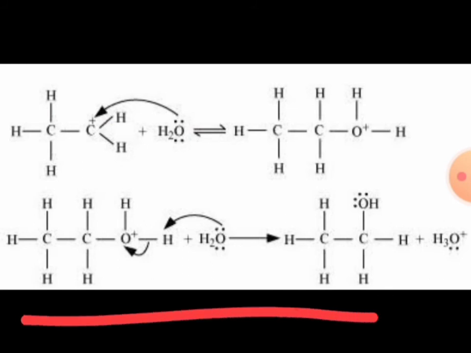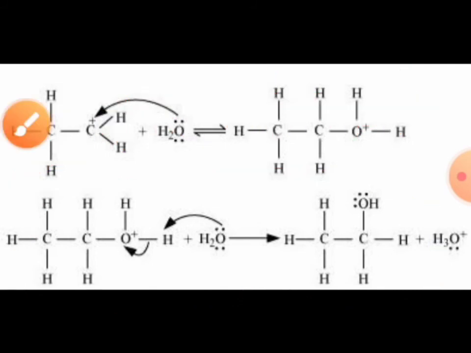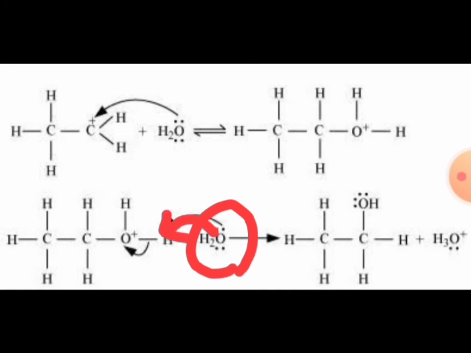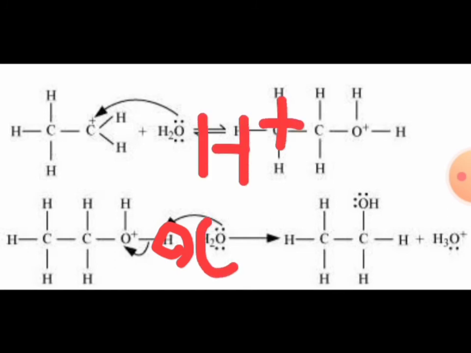And the last step in the mechanism is deprotonation. Deprotonation means loss of proton from the oxonium ion. So the oxonium ion of the second step we have taken into the third step. There we can find that the water lone pair of electrons attacks the hydrogen atom of the oxonium ion. Due to that, the hydrogen atom of the oxonium ion is released as a proton, that will combine with the water and be released as H3O plus, hydronium ion.